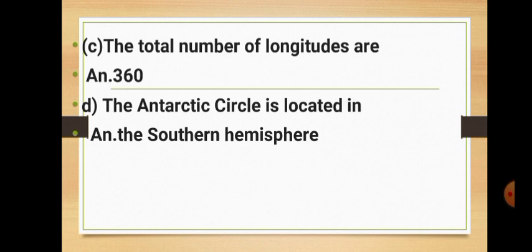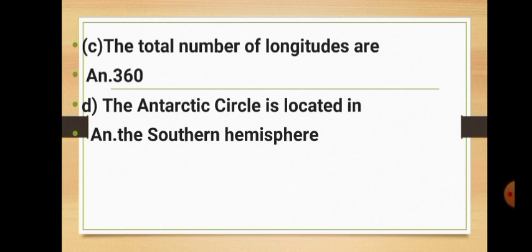The Antarctic Circle is located in the southern hemisphere. Arctic Circle is located in the northern hemisphere and Antarctic Circle is located in the southern hemisphere. So from this, total number of longitudes are 360. Prime meridian's value is 0 degree.